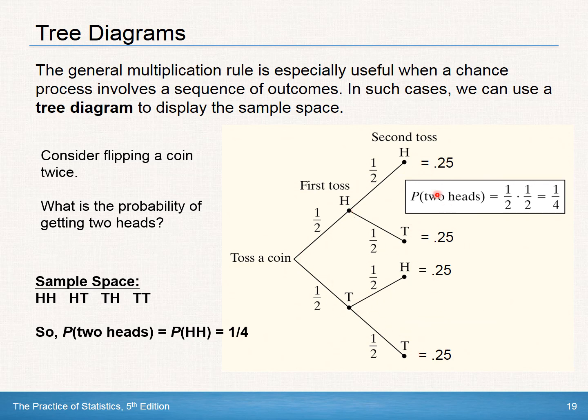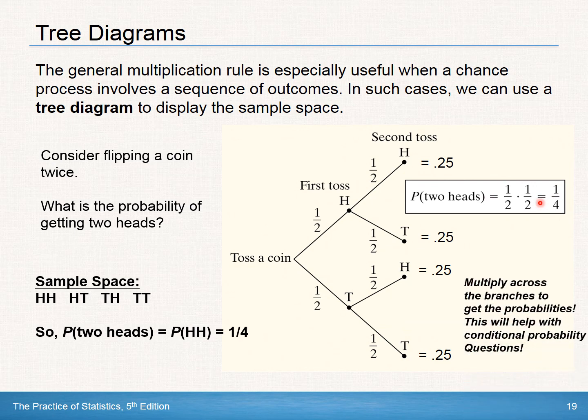Always fill those in. So we could use our sample space, it's 1 out of 4, or we can use our general multiplication rule of 1/2 times 1/2 to get us the 0.25 for the probability of 2 heads. Always multiply across the branches to get the probabilities. This is going to help you significantly with conditional probability questions.